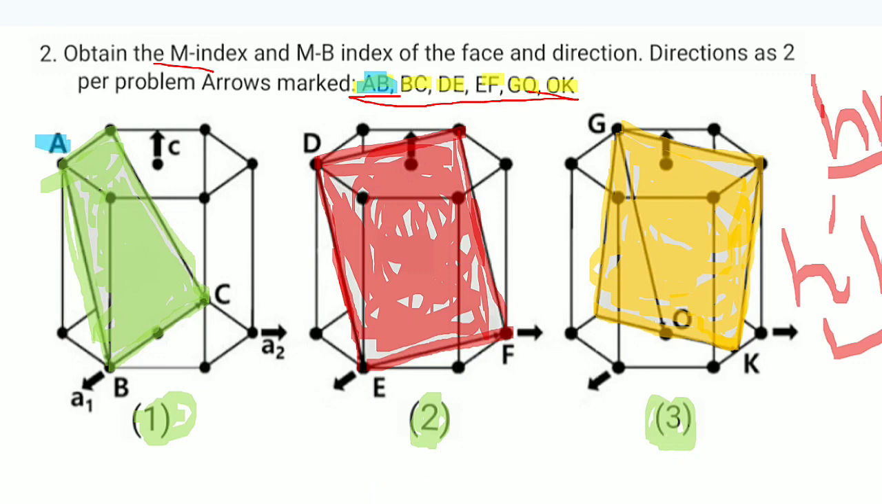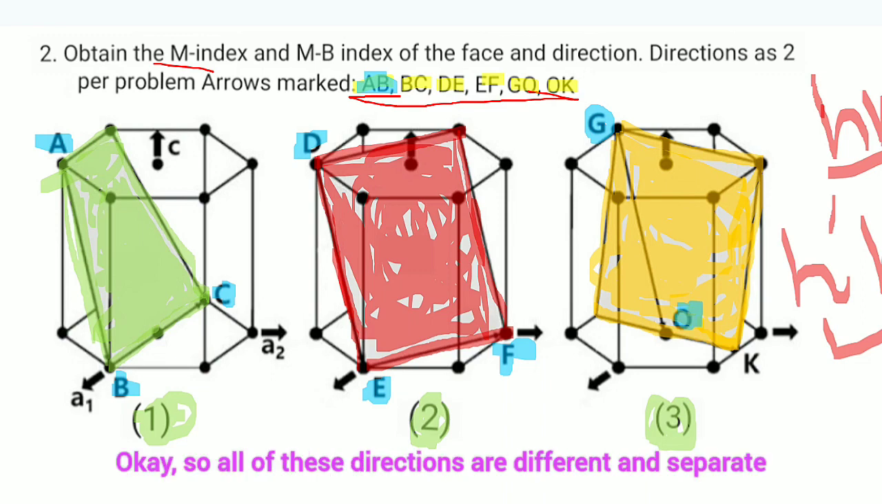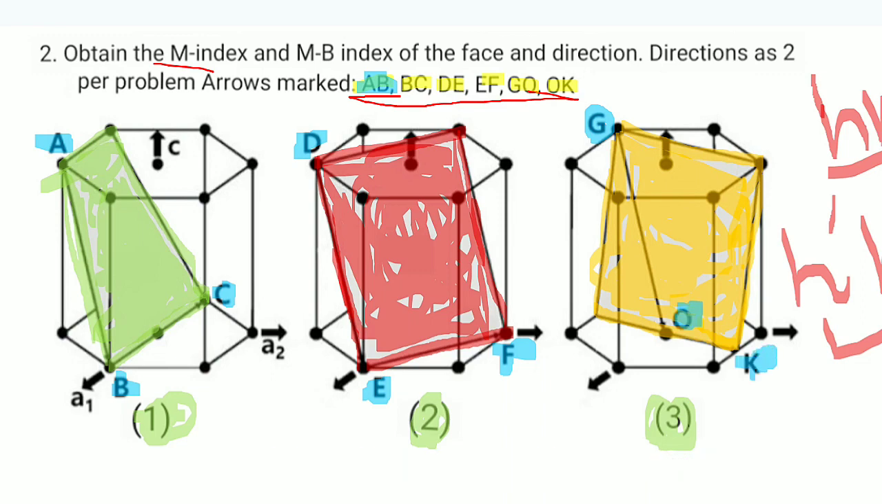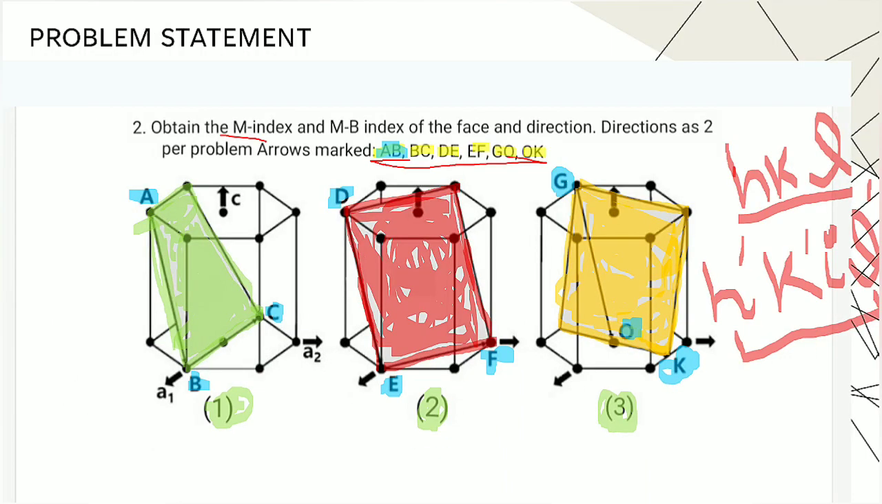Here it is A, here the corner is B, this corner is C, this corner is D, this corner is E, F. None of the symbols are repeated. So all of these directions are different and separate. And K. Now AB direction, here they have shown it with a very little arrow, but there is one way to have an idea of how to draw a direction when the symbol notation is given.